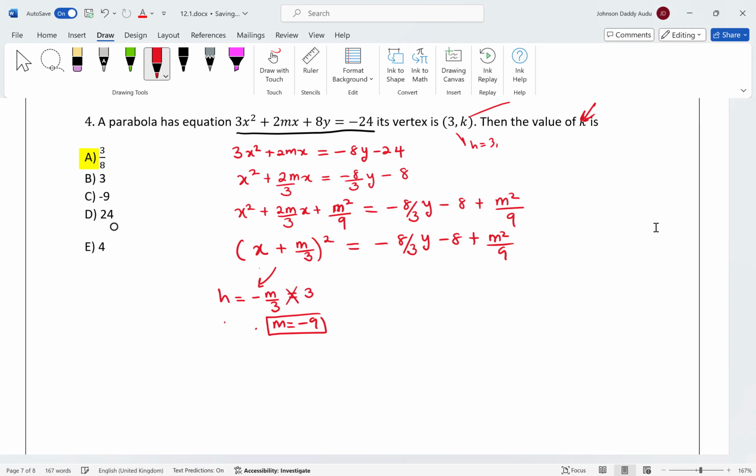We just cross multiply, right? So it means that we can write this. We know what m is now. Remember, we're looking for what is k, right? And where can we get k from? We can get k from this side. So it means this side will become 8 over 3y minus 8 plus m, which is minus 9. So this will just be 81 over 9.